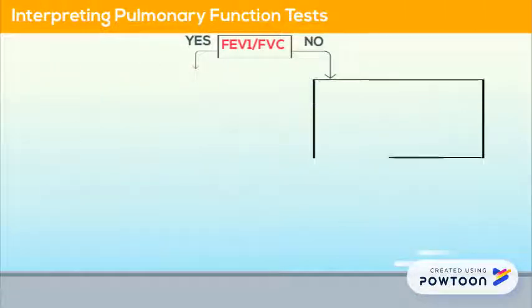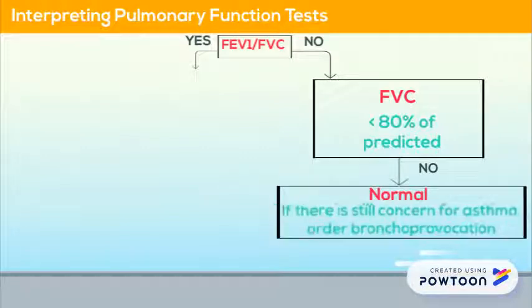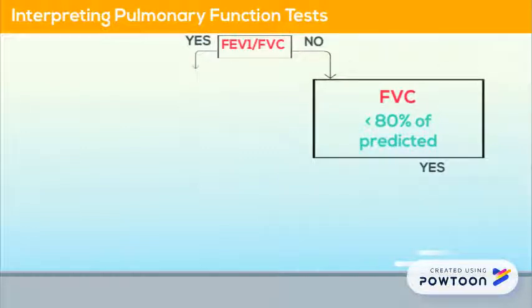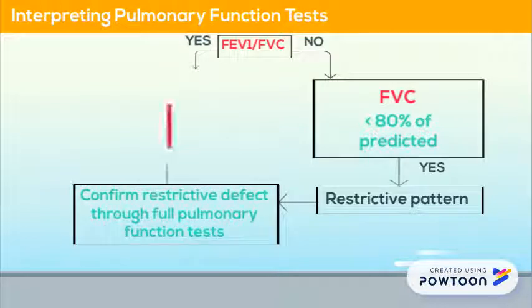If the FEV1/FVC ratio is equal to or above 70%, then you need to assess FVC. If FVC is normal or higher than 80%, it means normal lung mechanics. If FVC is lower than 80% of the predicted value, there is a possible restrictive disease, and again, you need to confirm it with full pulmonary function tests.